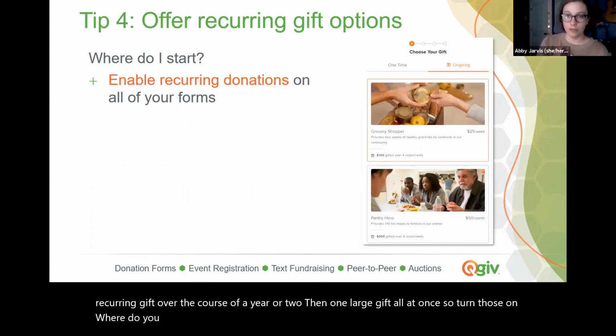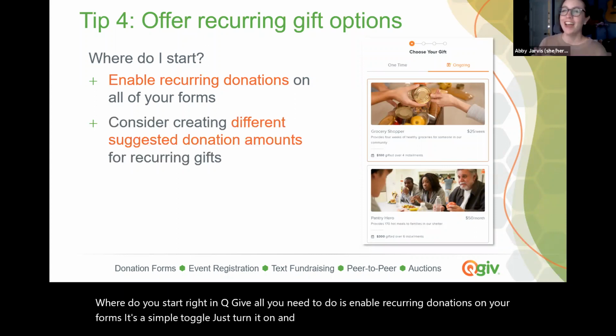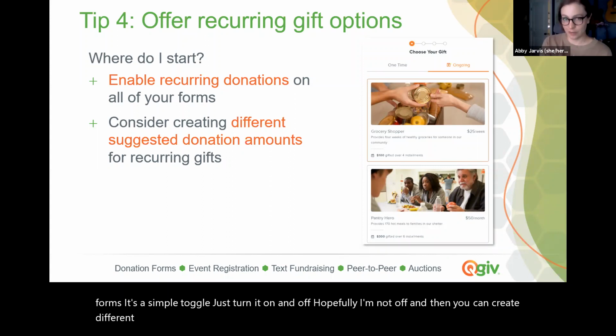All right, in Qgiv, all you need to do is enable recurring donations on your forms. It's a simple toggle. You just turn it on and off, hopefully on, not off. And then you can create different recurring donation suggested gift amounts.